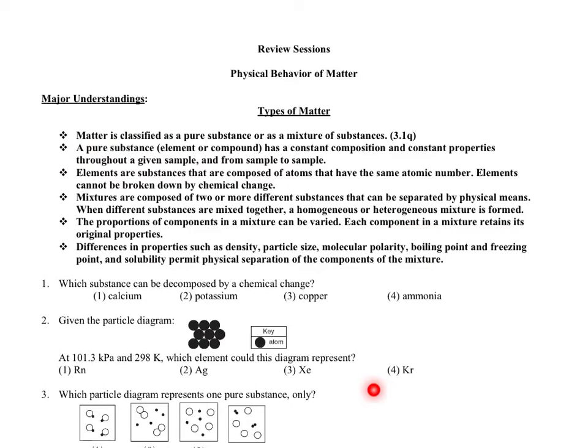I will highlight the questions that most closely align to our focus, which is the composition of matter, solids, liquids, and gases. In the first question, we were asked which substance, now the word substance refers to either an element or a compound, can be decomposed by a chemical change. So decomposed means broken down, and by a chemical change, so this means that I could break bonds. Substances that are held together with bonds are called compounds. Pure substances that are not held together by bonds, because they only have one kind of atom, are called elements.